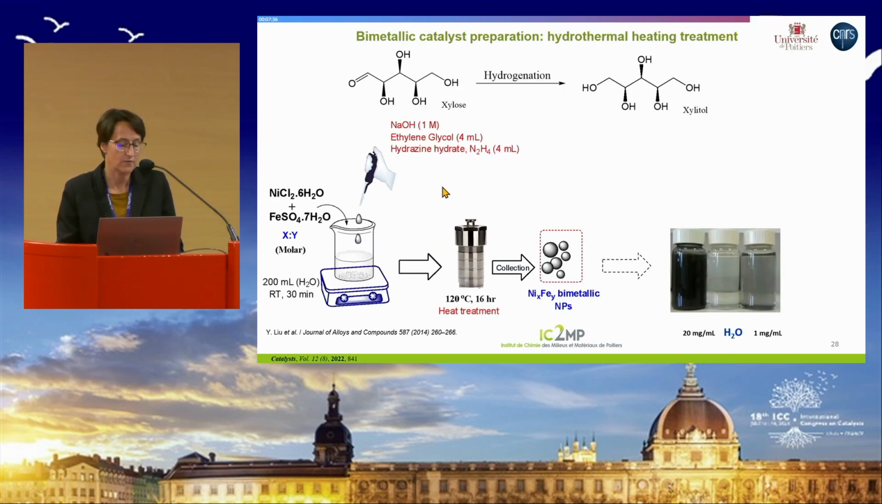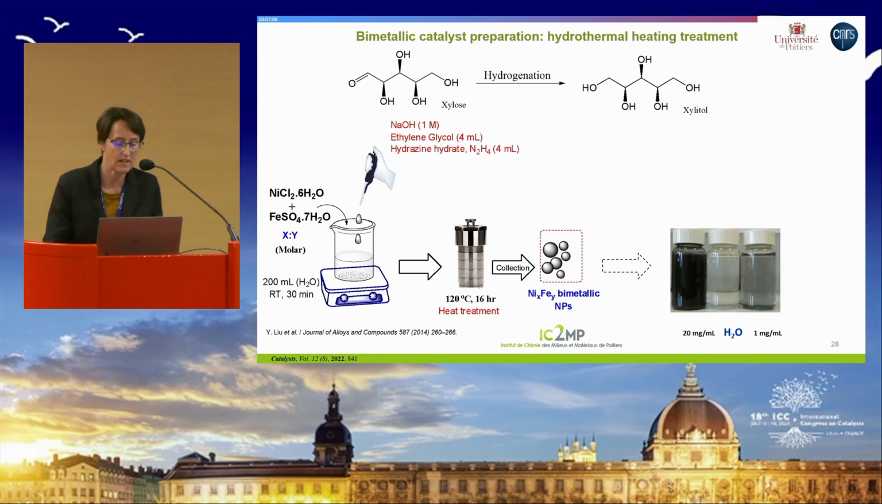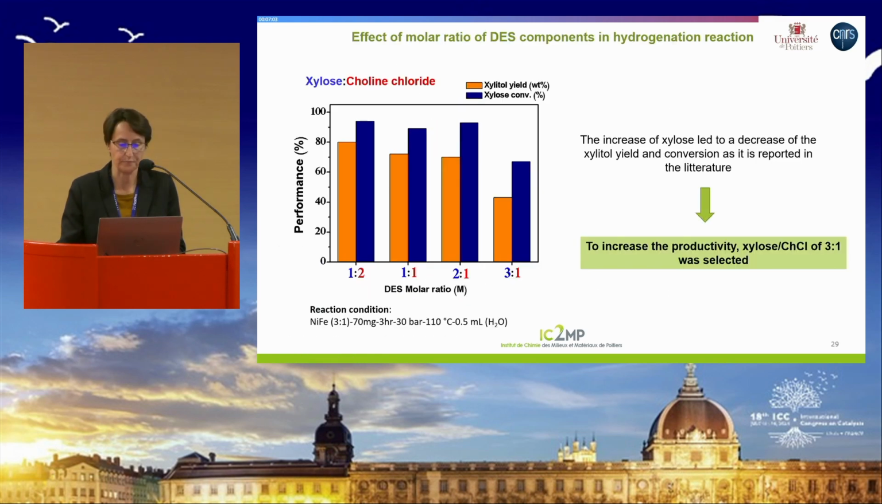So we decided to use a nickel iron catalyst. Here you have the preparation method. We started with nickel chloride, iron sulfate, with sodium hydroxide, ethylene glycol, hydrazine hydrate, heating at 120 degrees Celsius for 16 hours, and we obtained these nanoparticles of nickel iron. We studied different ratios between nickel and iron, and the best one was nickel 3 and iron 1, so I will show you only the results with nickel 3 and iron 1 for this reaction.